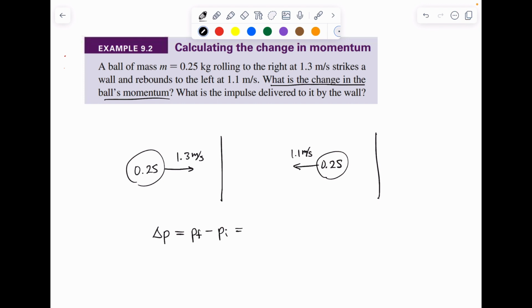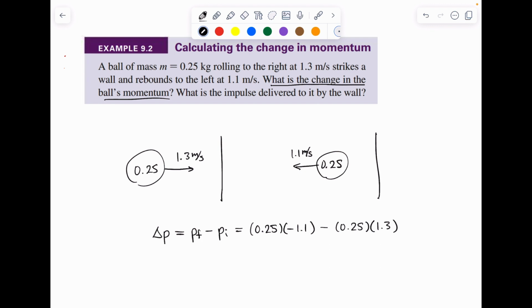Keep in mind, the direction of velocity will tell us positive or negative. So the final momentum is 0.25 times negative 1.1 meters per second, because it's going to the left. The initial momentum is 0.25 times positive 1.3.